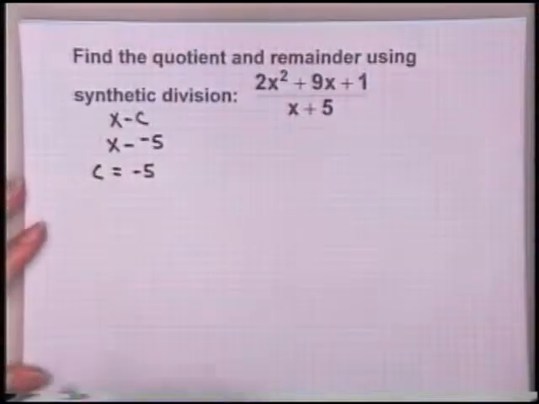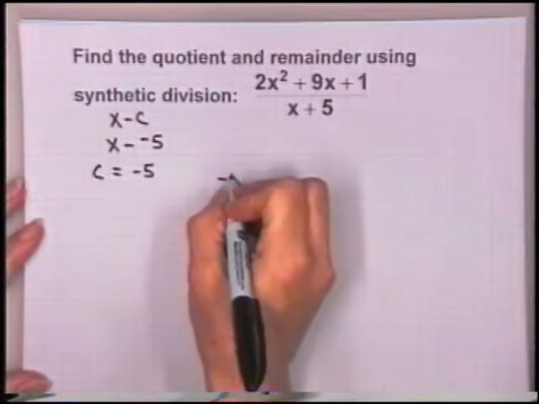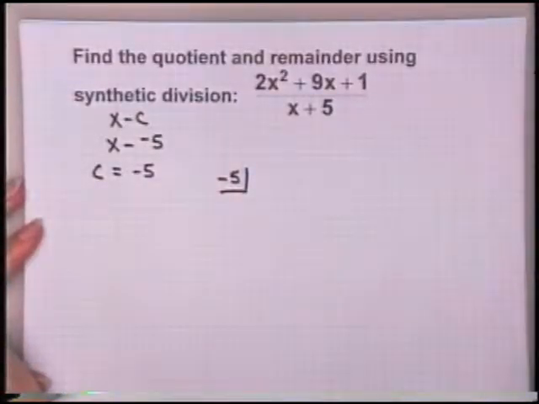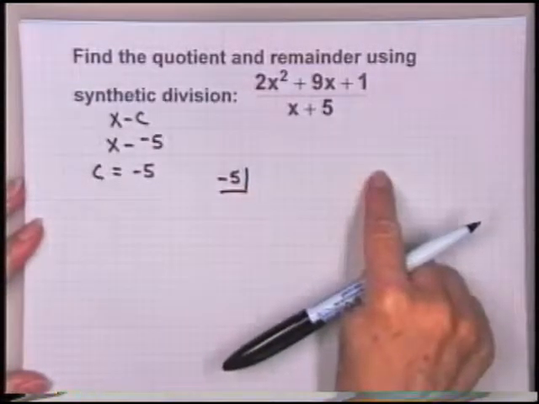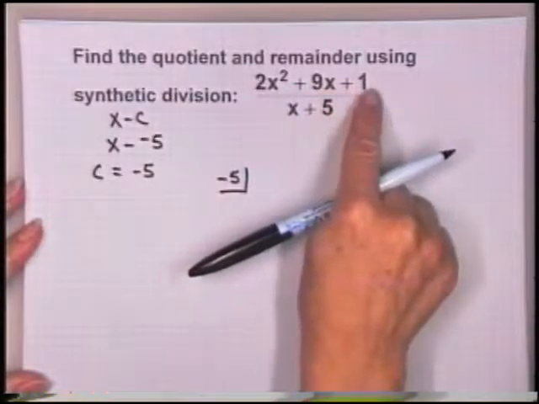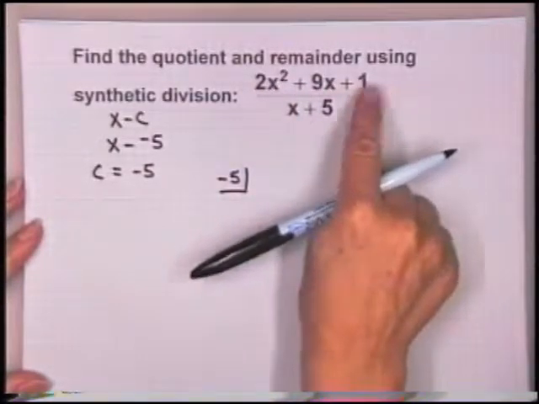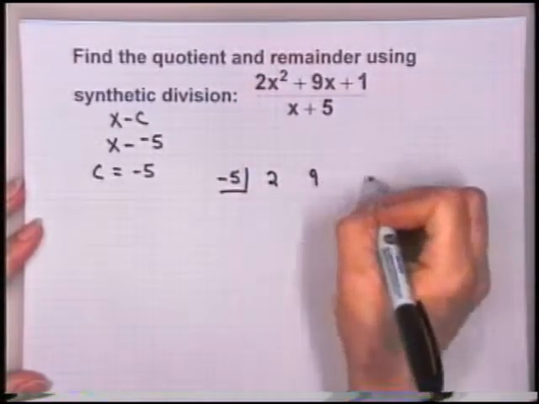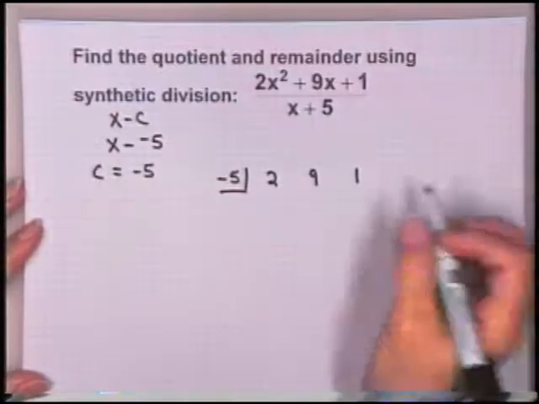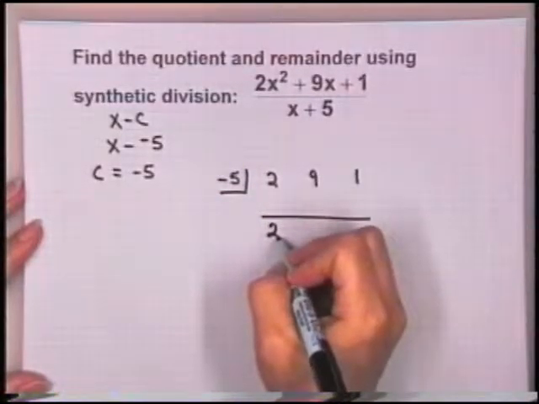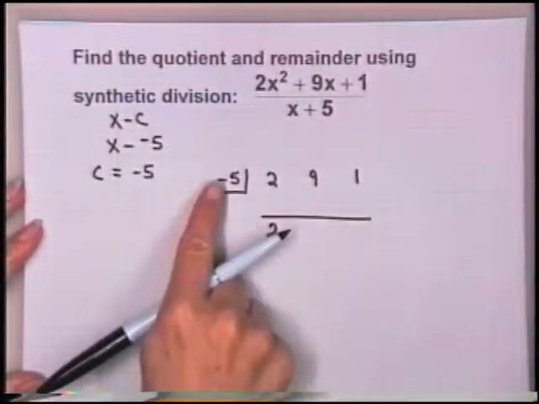It's very important that you get the correct c here. If c is negative 5, we're going to put that negative 5 down, put a little box around it like that. We're going to list only the coefficients over here. See if you skip any powers of x. You don't, do you? X squared, x, constant. So I just need the positive 2, the positive 9, and the positive 1. Okay? Now draw a line, leave some space, bring the first coefficient down, bring that 2 down.